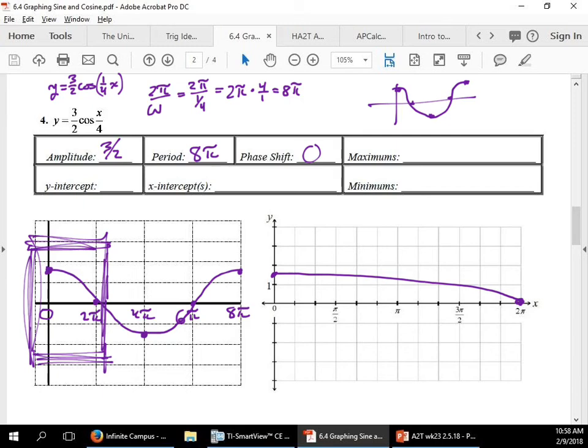All right, so now we only have to do x-intercepts that are in our interval. Our interval is from 0 to 2 pi. Our y-intercept is 3 over 2. Our x-intercept, we only have 1, and that's at 2 pi. What about our maximum? 3 over 2.